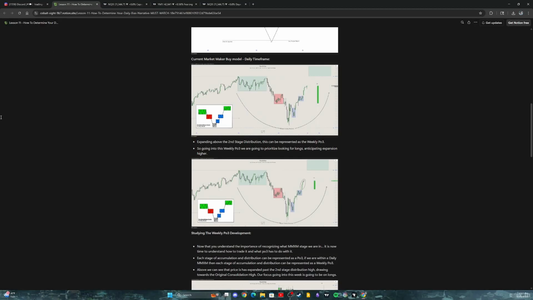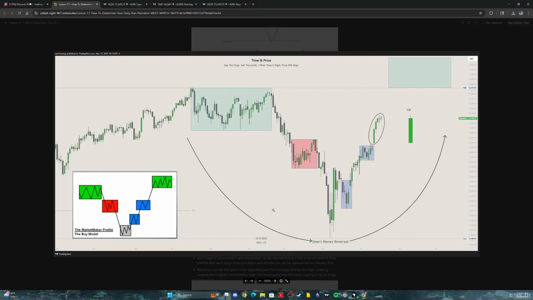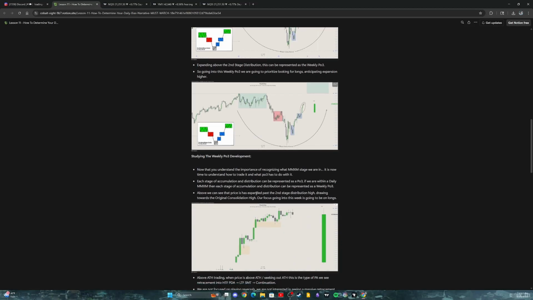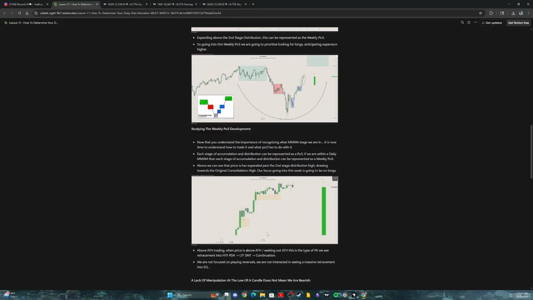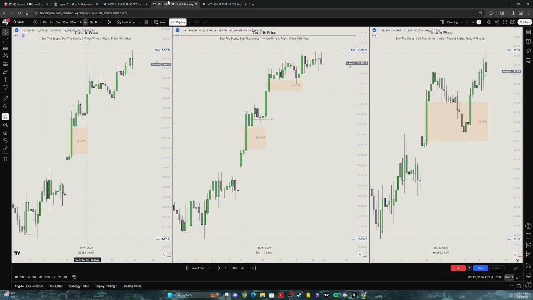So ultimately, we're going to overall prioritize longs, and we're just going to have a bullish bias going into that week. So again, it comes to narrative and bias, market maker model to develop a bullish bias. And now we're going to utilize weekly Power 3. Price going into this Sunday open for weekly Power 3 is already expanding above the second stage distribution. So we're bullish biased, we're looking for longs. Now we're going to drop down to a lower time frame and study the weekly Power 3 development, as we can see here.